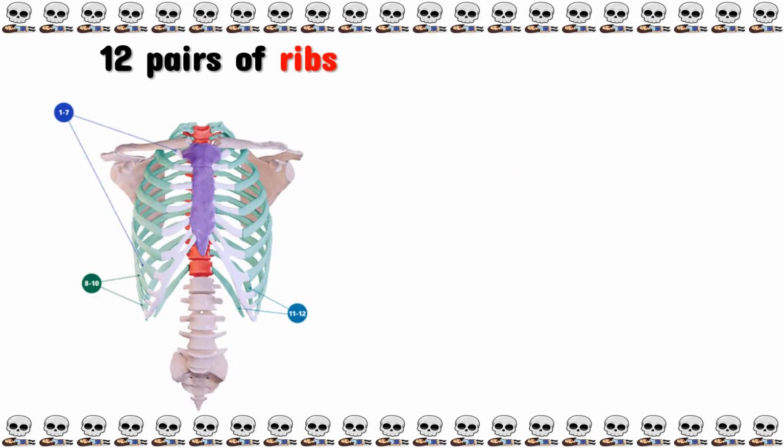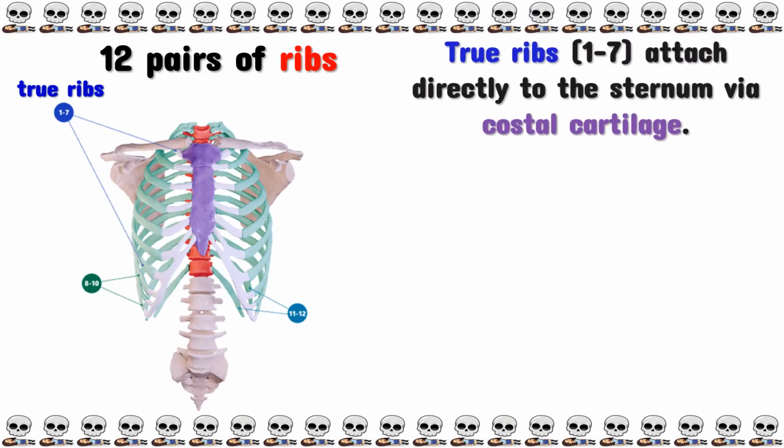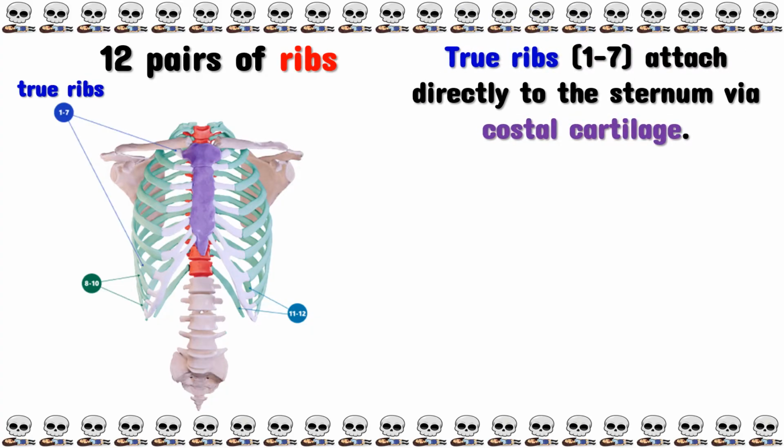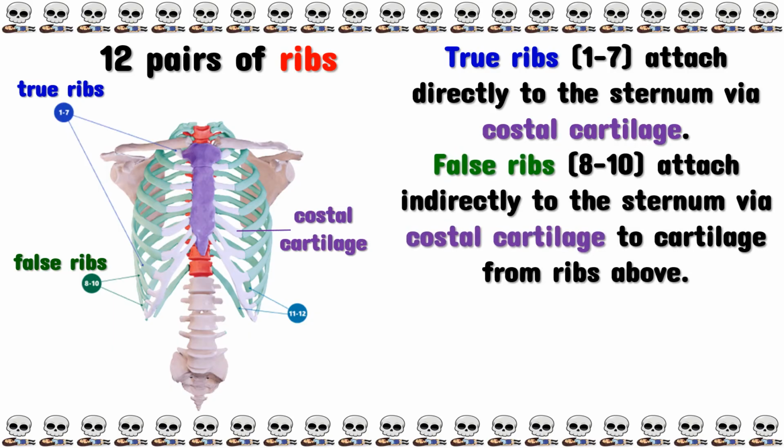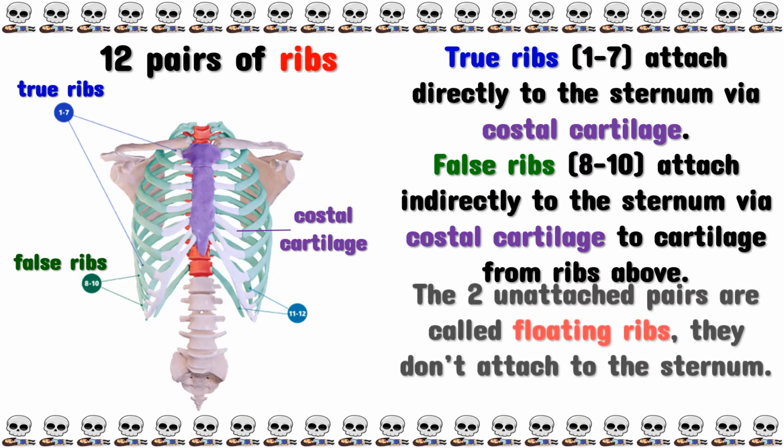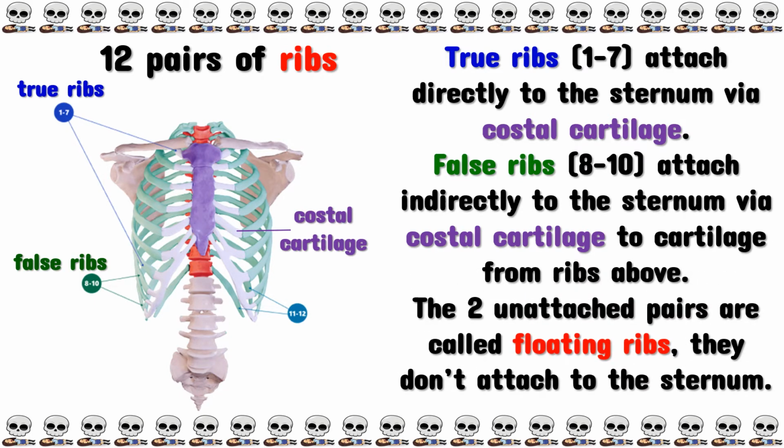These are the 12 pairs of ribs. True ribs, from ribs 1 to 7, attach directly to the sternum via costal cartilage. False ribs, from ribs 8 to 10, attach indirectly to the sternum via costal cartilage to cartilage from ribs above. The two unattached pairs are called floating ribs. They don't attach to the sternum.